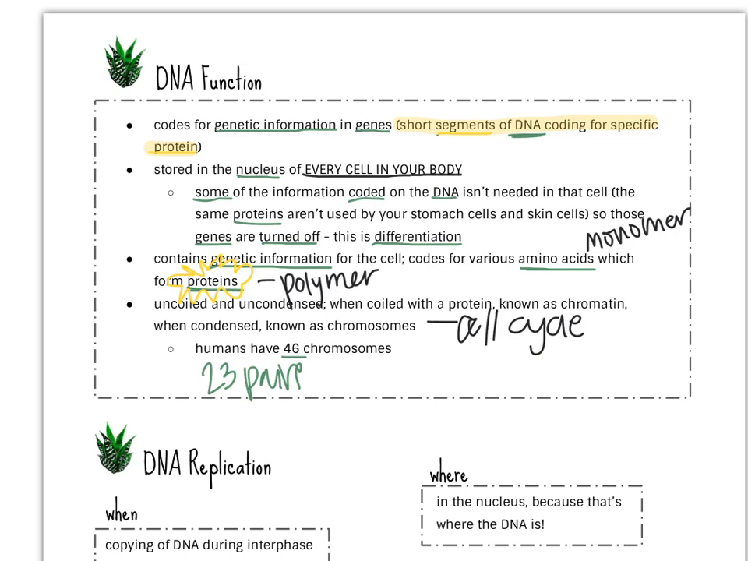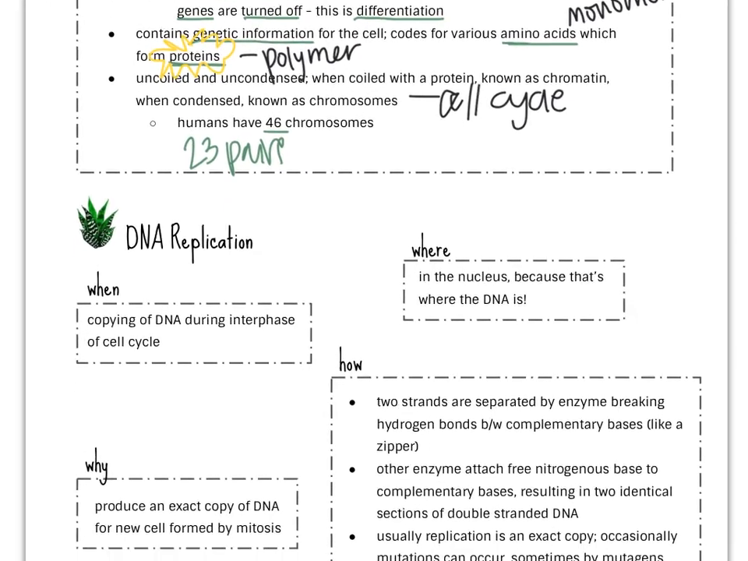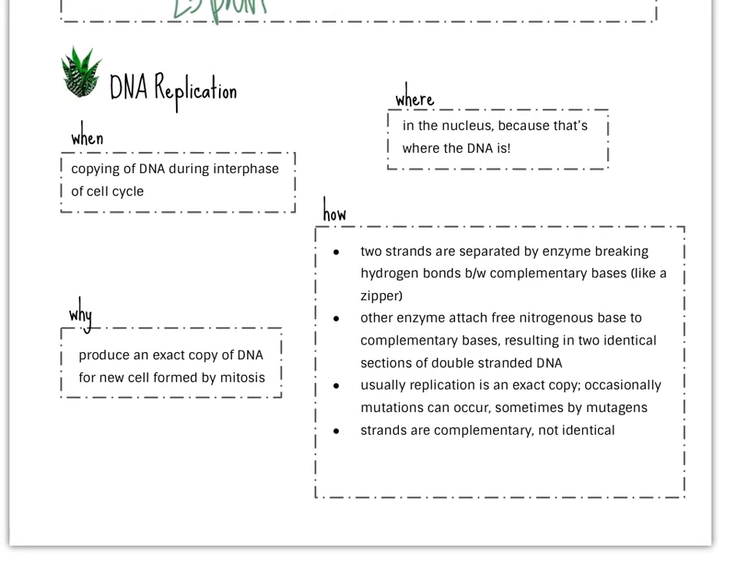So if we're talking about something copying or making more, then we can use this word replication. So DNA replication, we're going to look at the how, where, why, when of it, because it is super important to our cells. So where does DNA replication happen?